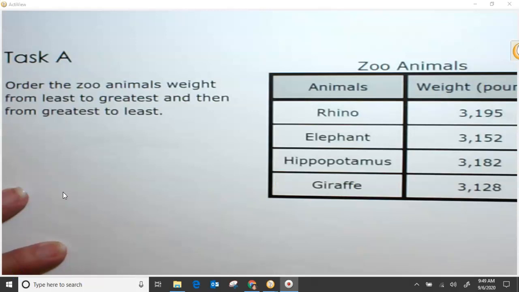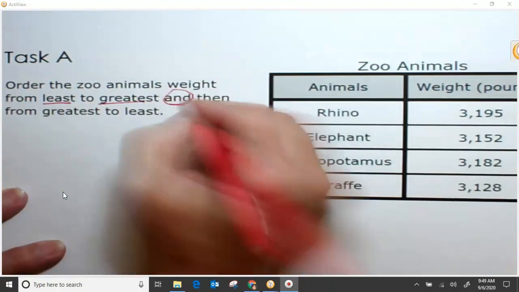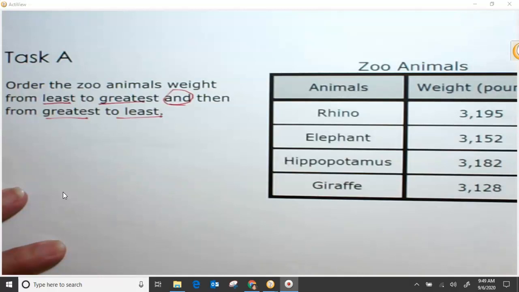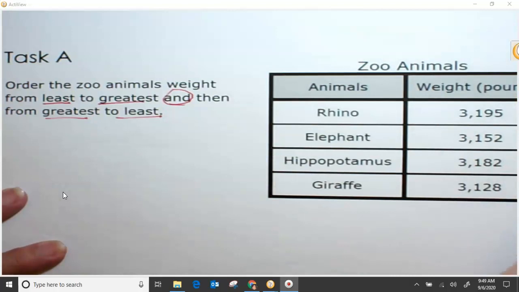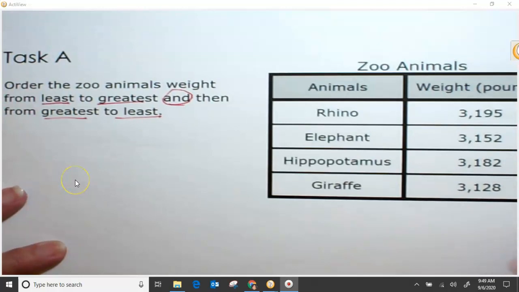Okay, so task A, order the zoo animals' weight from the least to the greatest, and then do it from the greatest to the least. So let's go ahead and get them ordered from least to greatest. I look at my poundages and it's 3,195, 3,152, 3,182, 3,128. So I'm going to look at my greatest value, which is the thousands, and they're all the same. So I can't compare yet.